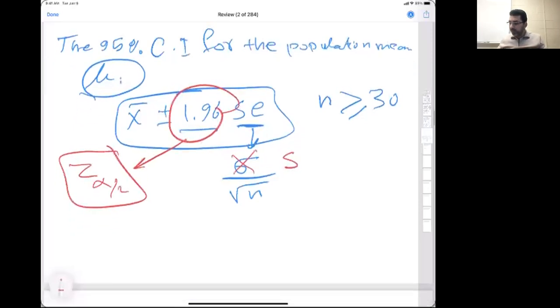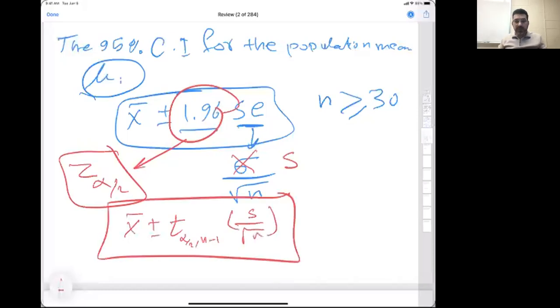In this case, we have some modifications on this confidence interval: it will be T alpha over 2, n minus 1, and the standard error is S divided by the square root of n. Usually in practice we use the second confidence interval, the one in red font color here. Of course, the T distribution depends on the sample size and the degrees of freedom n minus 1, as you can see.